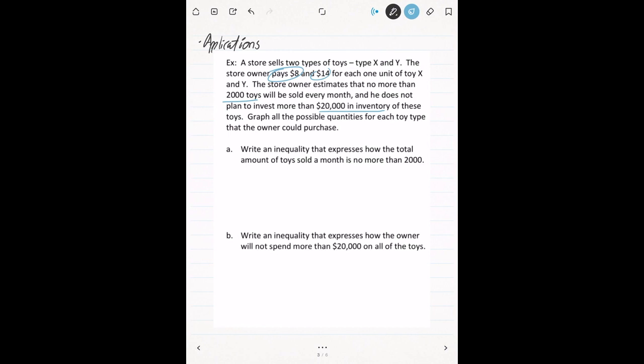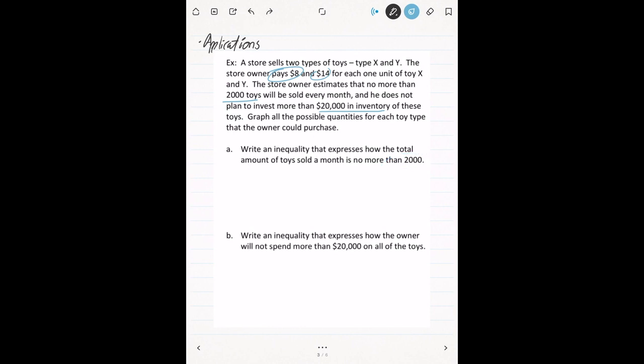We need to graph all the possible combinations of how many of type X and how many of type Y toys we could have. So to do this, we first need to write an inequality that expresses how the total amount of toys sold in a month is no more than 2,000. Okay? Of all the X and Y toys that we sell, we don't expect there to be more than 2,000. Okay?